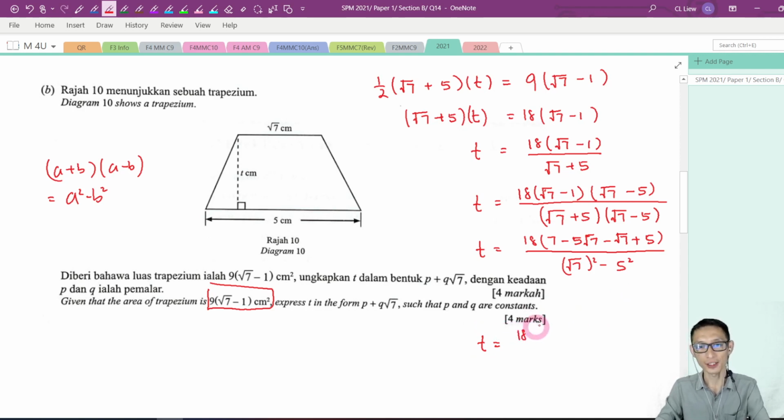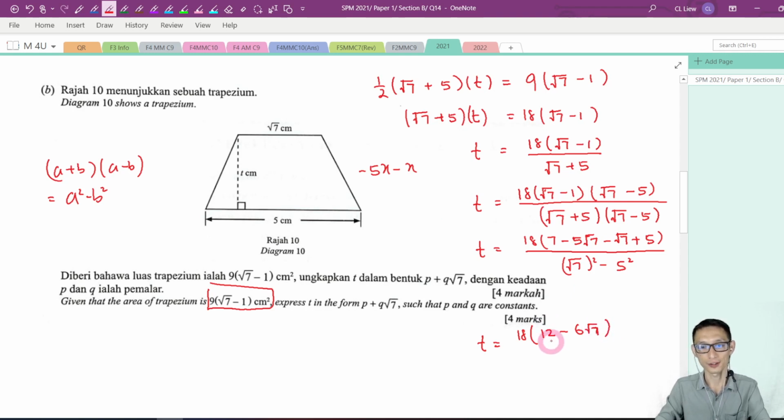So this is 18. 7 plus 5, you will get 12. Negative 5, negative 1. So this is negative 5 times of this, square root of 7. You can just imagine this way: negative 5x minus x, so it will become negative 6x, right? So here say the same thing: minus 6 times square root of 7.